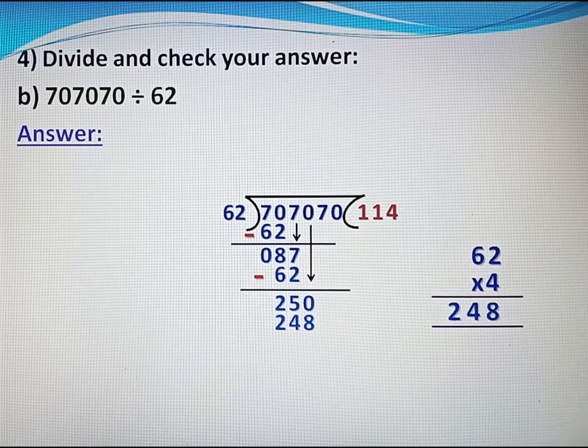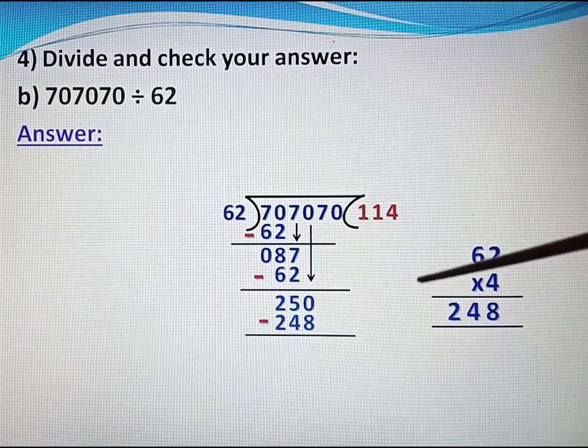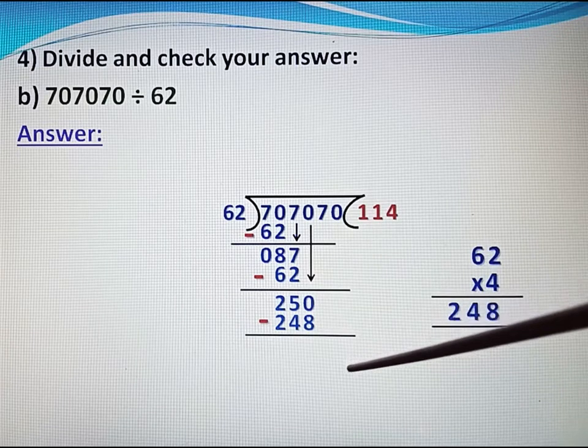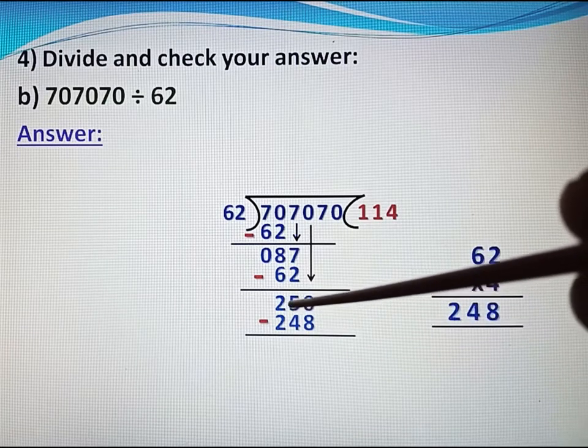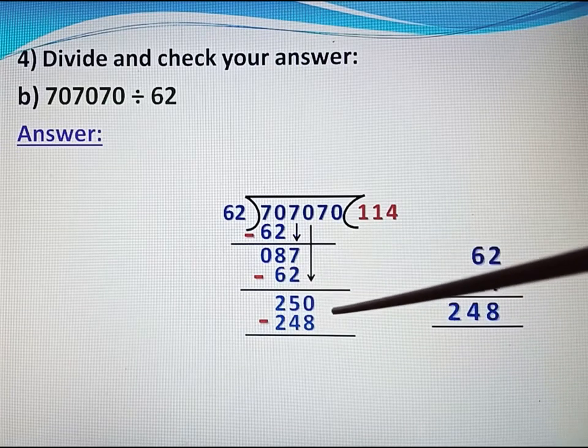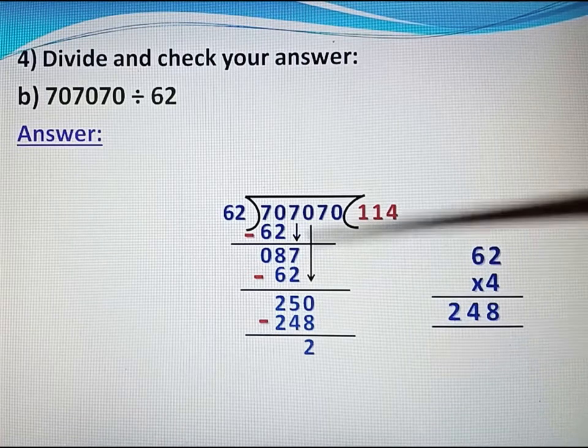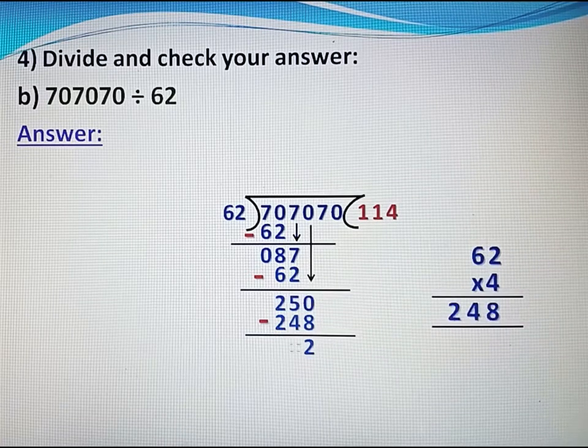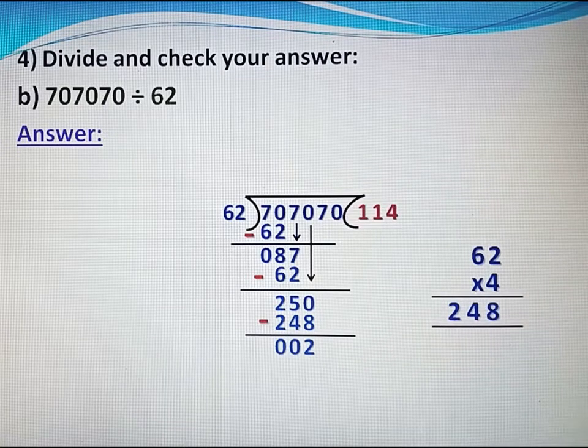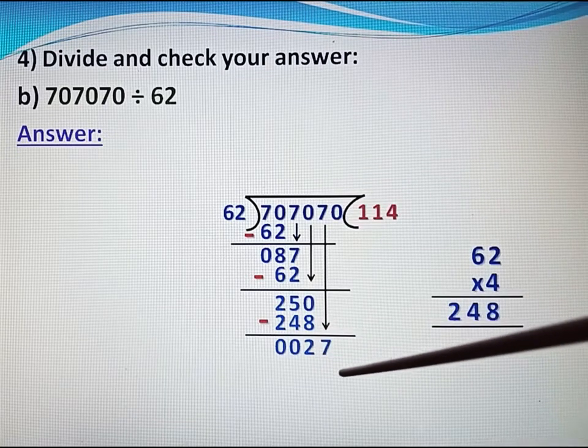And then we will do subtraction. See, 0 is smaller than 8. So we will borrow from next number, that is 5. It will become 4, and this 0 will become 10. 10 minus 8, 2. This 4 minus 4, 0. 2 minus 2, 0. And then we will take next number, that is 7. Right here 7. 27 number formed.